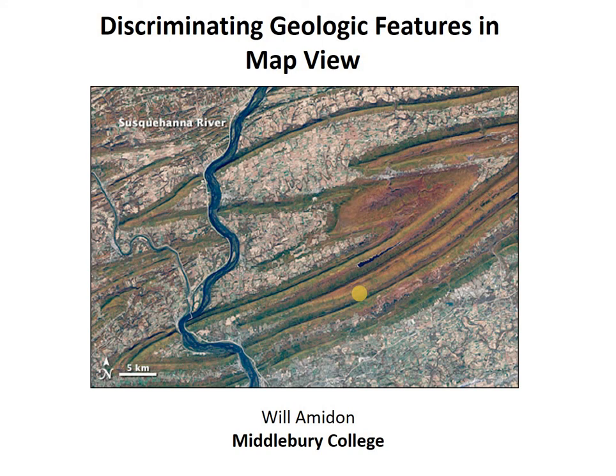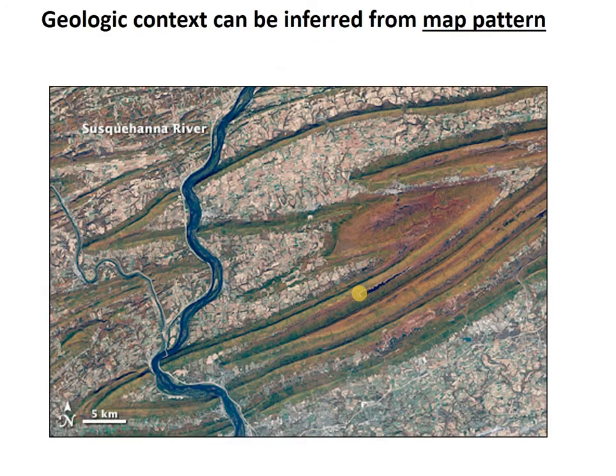Hey everybody, in this quick video I'm going to talk about how we can use map patterns to discriminate different geologic features, especially in satellite images or aerial photos that are collected from above over a large scale. So what do I mean by map pattern? I mean when you're looking down from space or from the air, what is the pattern that the rocks are defining? What patterns can you see with your eyes?